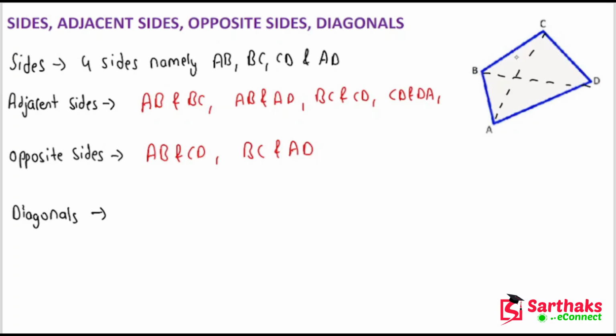You can also get them when you join the opposite ends of adjacent sides. AB and BC are adjacent sides, so they have a point common. When you join the non-common points with the help of a line segment, you get diagonals. Here we have two diagonals, which are AC and BD. These are the line segments joining the opposite vertices, or two non-common vertices of adjacent sides. So every quadrilateral has four sides, four pairs of adjacent sides, two pairs of opposite sides, and two diagonals. This was all about sides, adjacent sides, opposite sides, and diagonals of a quadrilateral.